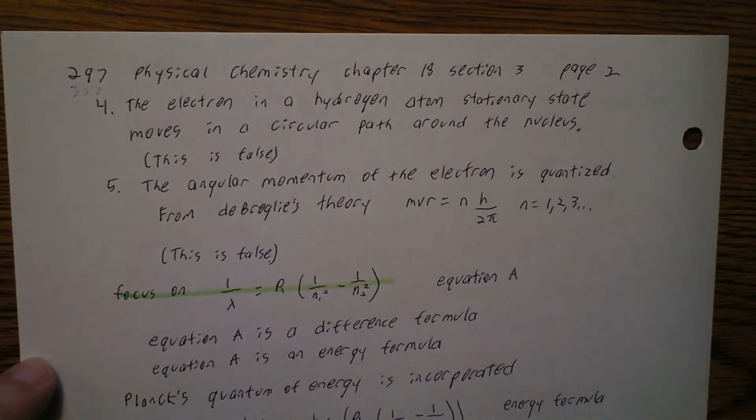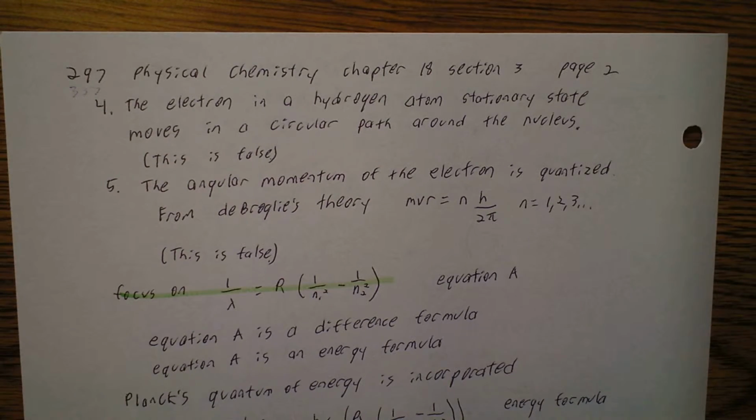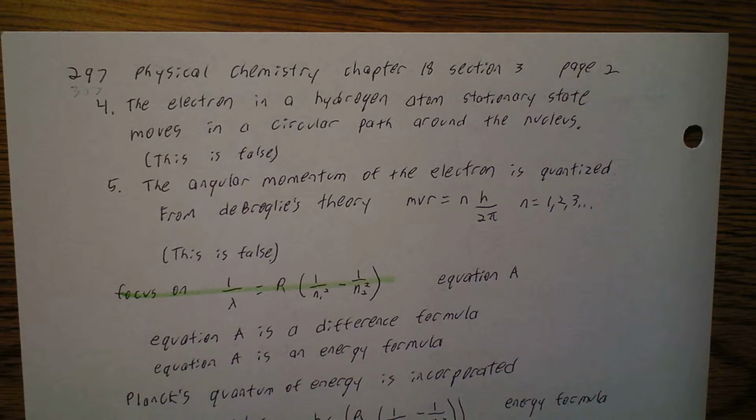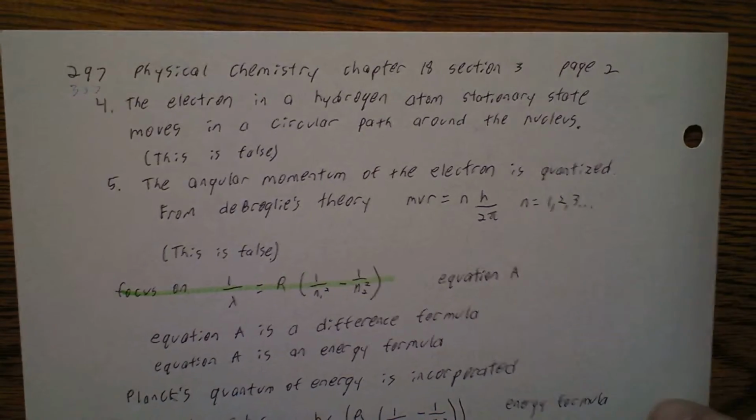Okay, 4, remember this is false. The electron in a hydrogen atom stationary state moves in a circular path around the nucleus. Of course, we know if that were true, then atoms would be flat, they'd be circles. So that's not true. And then 5, this one's also false. The angular momentum of the electron is quantized from de Broglie's theory. mvr is equal to nh over 2 pi, where n is 1 or 2 or 3, etc.